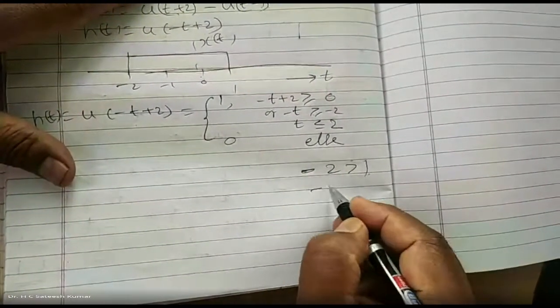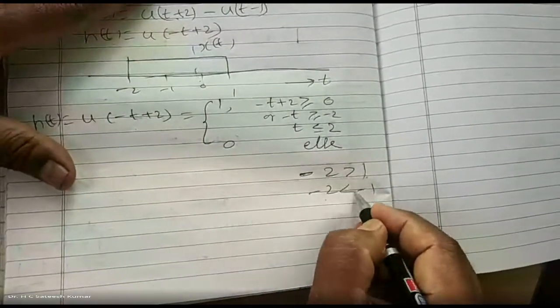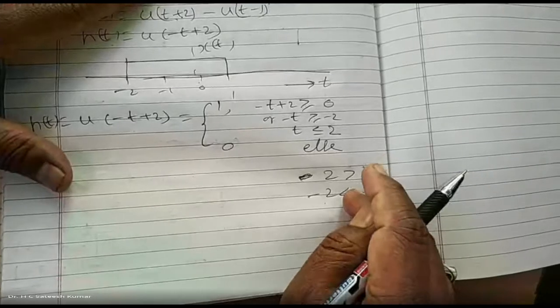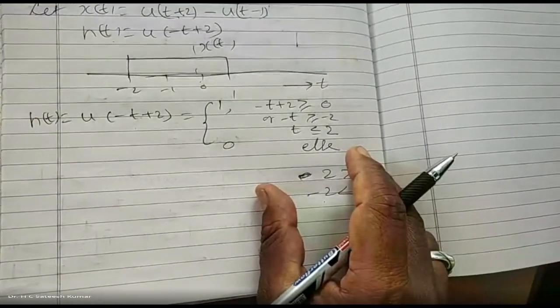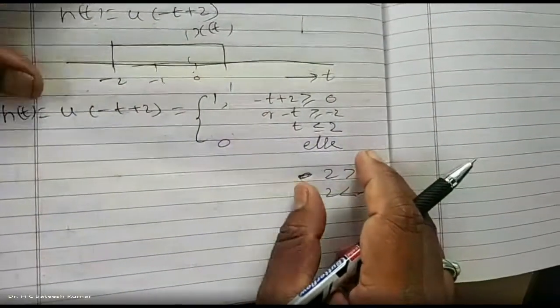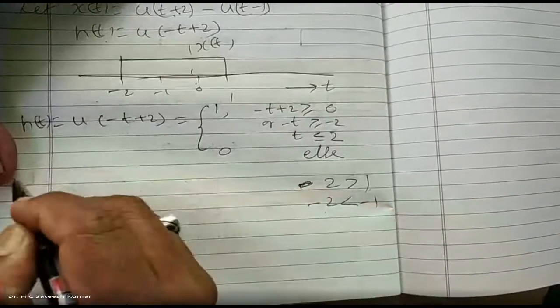Multiply by minus sign, minus 2, and this is minus 1. Both sides, minus 2 is definitely less now. Therefore, whenever you are multiplying by a minus sign, greater than will become less than, and less than will become greater than, but equal to doesn't matter. Equal to remains equal to only. So therefore, you can write it. This is the way we can do it.